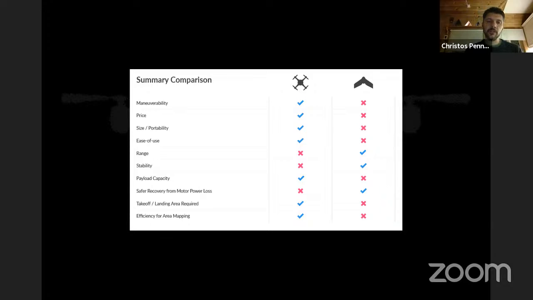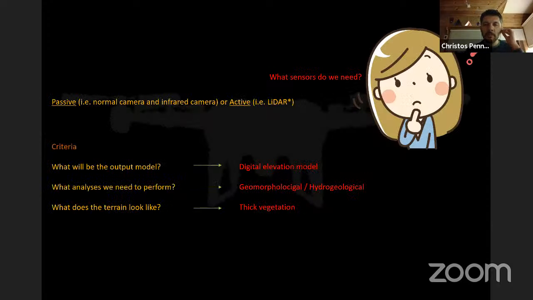They don't have safe recovery in case of a power loss. They don't need much space for takeoff and landing, and they are efficient in area mapping. So based on this, probably one should go for the multi-rotor drone.